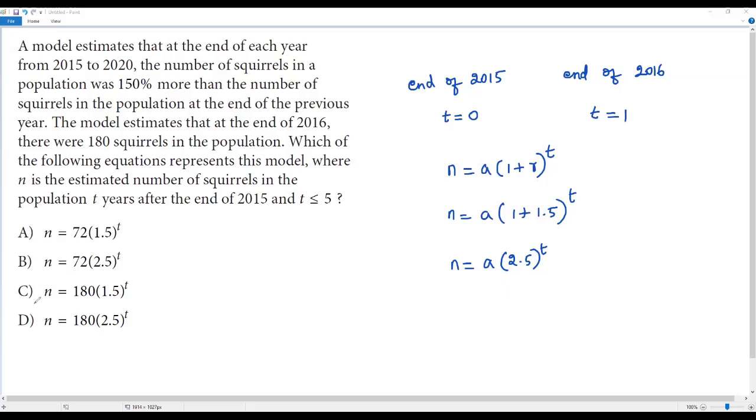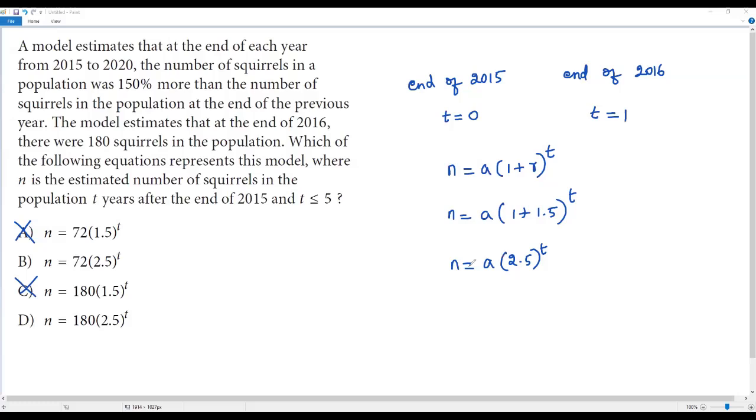Only in option B and option D do we find this 2.5. In option A and option C, we find 1.5. So we can reject option A and option C. So either option B or option D can be correct. For that, we have to find the value of a. If the value of a is 72, then option B is correct. If the value of a is 180, then option D has to be correct. Okay, let's find the value of a.